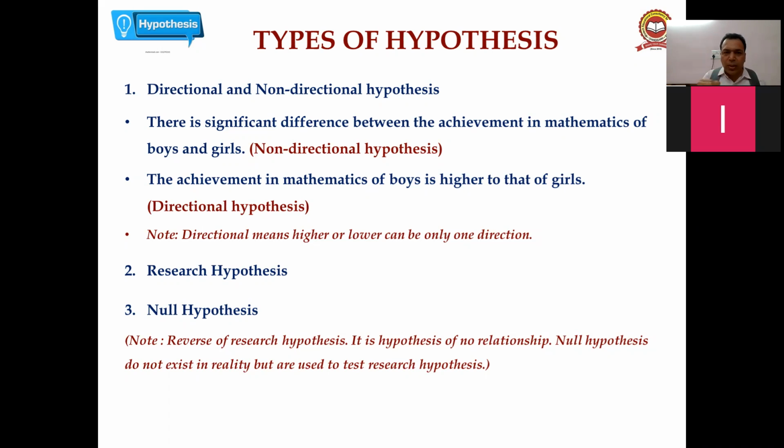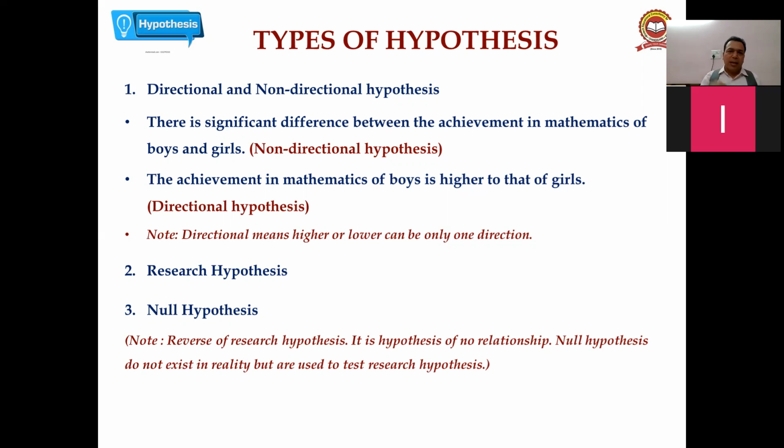Okay. If I say the intelligence level of girls is less than that of boys, I'm also talking about one direction. So this is called the directional hypothesis. Right? So when a hypothesis talks about direction, either lower or higher, this is called the directional hypothesis. Okay. And what is a non-directional hypothesis? If there is no difference between the intelligence level of boys and girls, or no difference between the achievement in mathematics of boys and girls, it means no direction is being established. This is called a non-directional hypothesis.